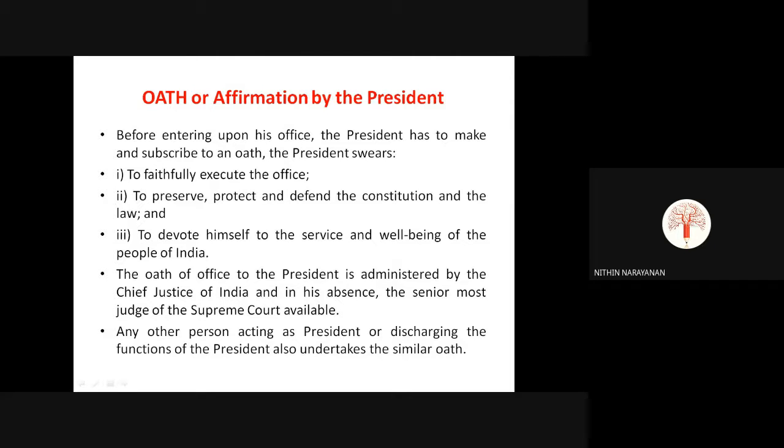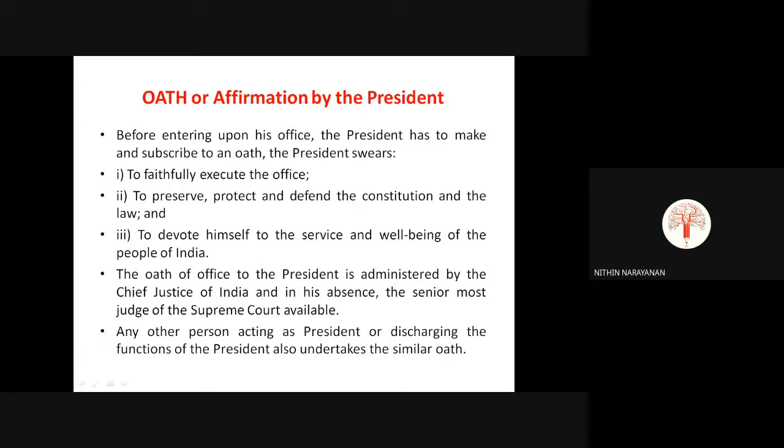അല്ലെ, അത് എന്തൊക്കെയാണ്? The president should swear to faithfully execute the office, to preserve, protect and defend the constitution and the law, to devote himself to the service and well-being of the people of India. So ഇതാണ് ഈ പറയുന്ന പ്രസിഡന്റ് അല്ലെ ചെയ്യേണ്ട ഒരു affirmation അല്ലെ.